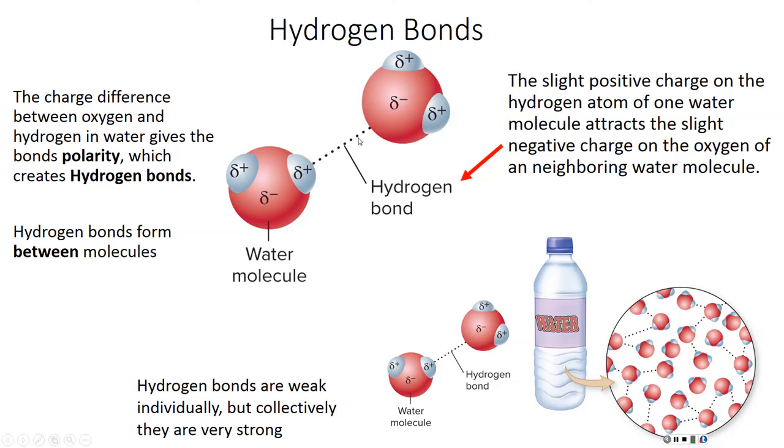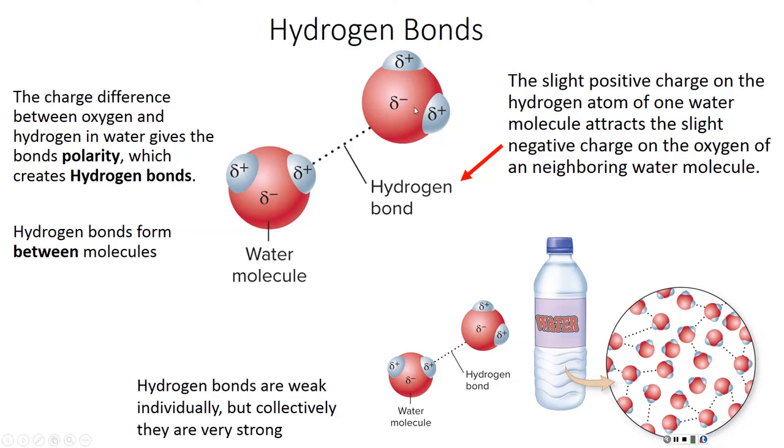So here's what I need you to write down, okay, and highlight it, star it, whatever. Hydrogen bonds form between molecules, okay? I'm going to repeat that. Hydrogen bonds form between molecules. This water molecule right here, it's made up of polar covalent bonds. This other water molecule, it's being held together by polar covalent bonds.